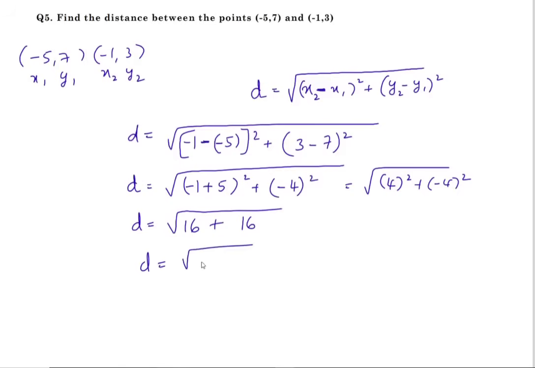Now I'll write 16 plus 16 as 2 times 16, or you can write it as 32. 32 can be written as 2 into 16. So square root of 16 is what? It is 4 root 2, remaining 2 as it is. Therefore D equals 4 root 2 units. The distance between the points is 4 root 2 units.